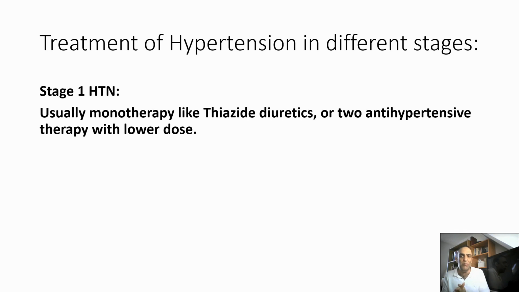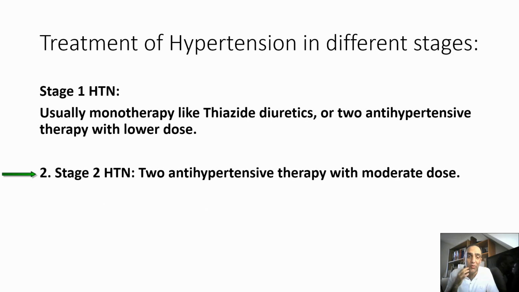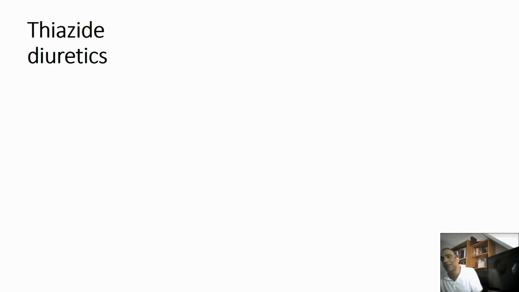And if not effective, maybe we use 2 antihypertensive drugs with a lower dose, okay, but not a higher dose. But in stage 2, we normally use 2 or 3 antihypertensive drugs with moderate dose. And if not effective, we can increase the dose. The first group is the thiazide group, diuretics. As I mentioned before, thiazide can be used in the main cardiovascular diseases.